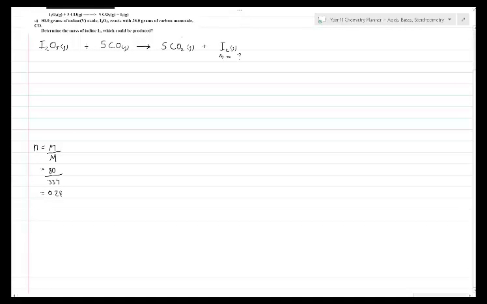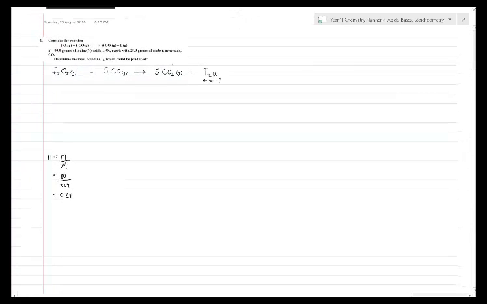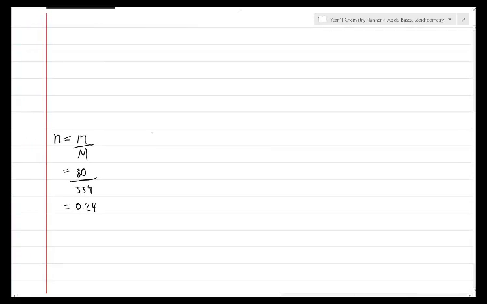Now, we need to figure out the number of moles of CO, carbon monoxide. We've got 28 grams of that. So n equals m over M. Carbon is 12, oxygen is 16, so carbon monoxide weighs 28, and we have 28 grams of it. So 28 over 28, it's pretty straightforward, is 1.